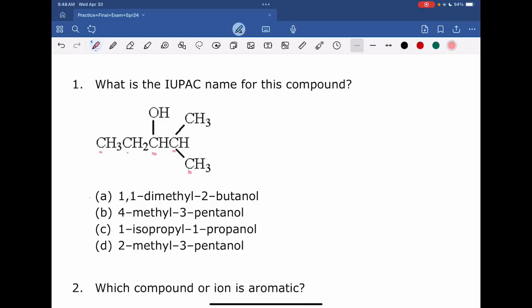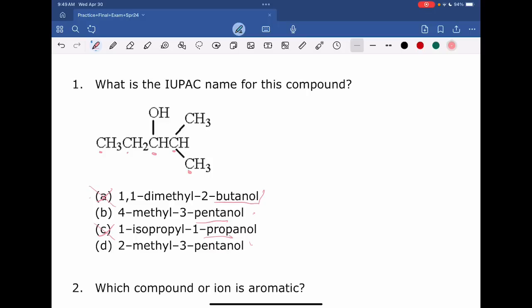A has butanol, that's 4, so it's out. B has penta, so it may be it. C has propanol, that's 3, so it's out. And D has penta, so it's either B or D. And the way we know that is, let's look at both.